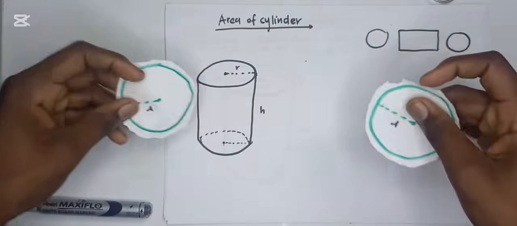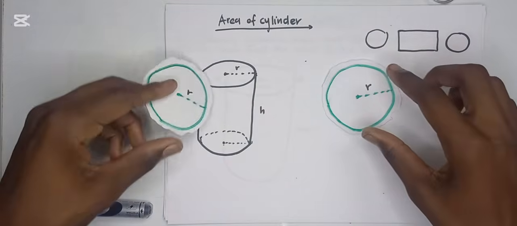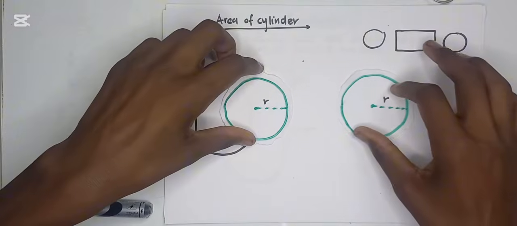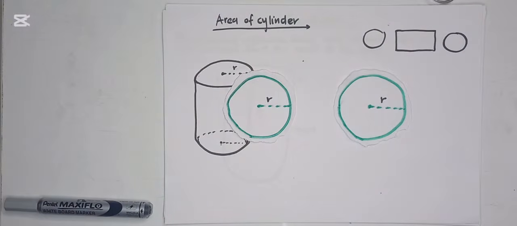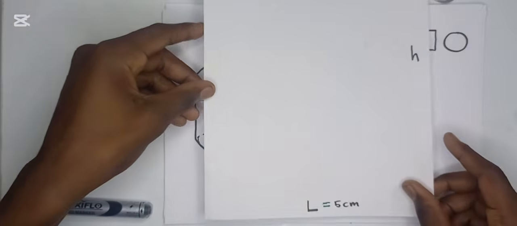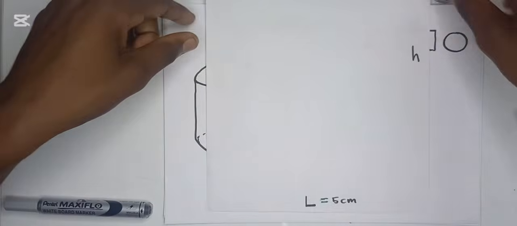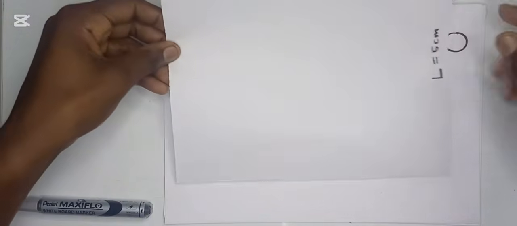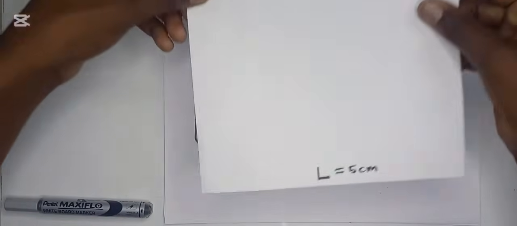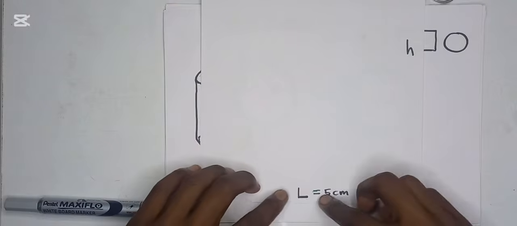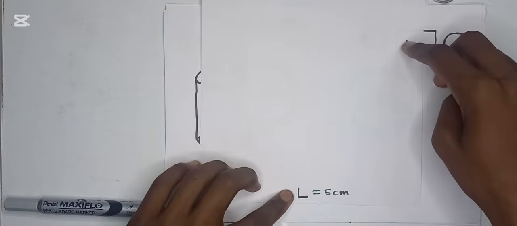A cylinder is formed by two circles like this, which are the top and the bottom part. I hope it is clear there on the camera. And it is also formed by a rectangle like this one. You can see it very clearly like this, so that these two sides are not equal. I like to put it this way so you can see. This is our length and this is our height.